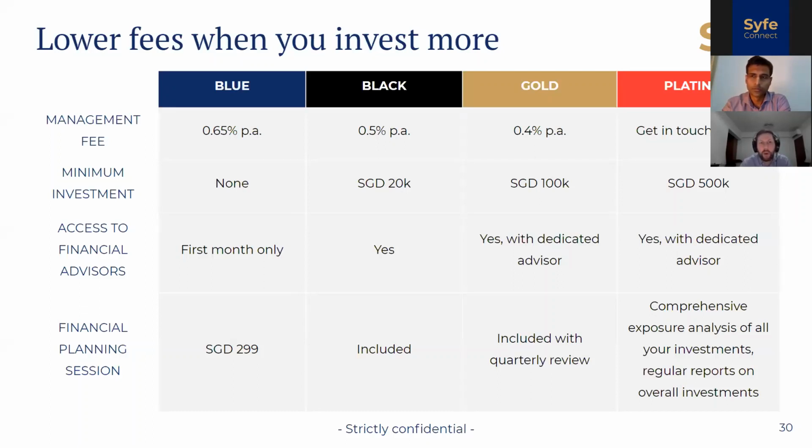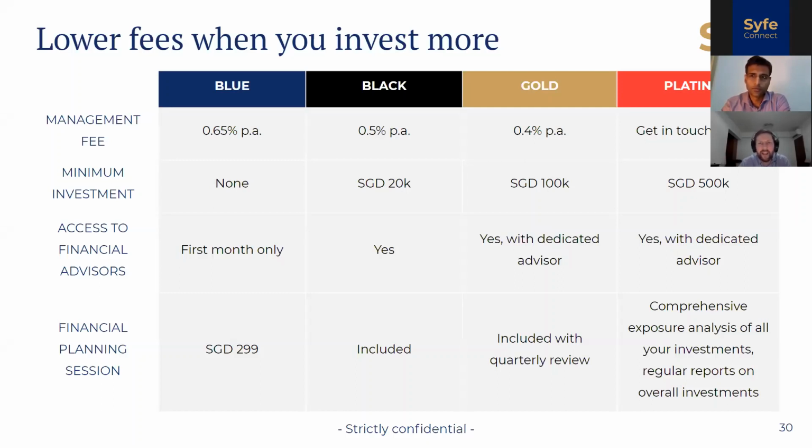If you were to step up above $20,000, up to $100,000, that would be the black tier. Black tier is a fee of 0.5% annualized. And then if you were to go over $100,000, you would go into our gold tier charge, which is 0.4% per annum annualized.